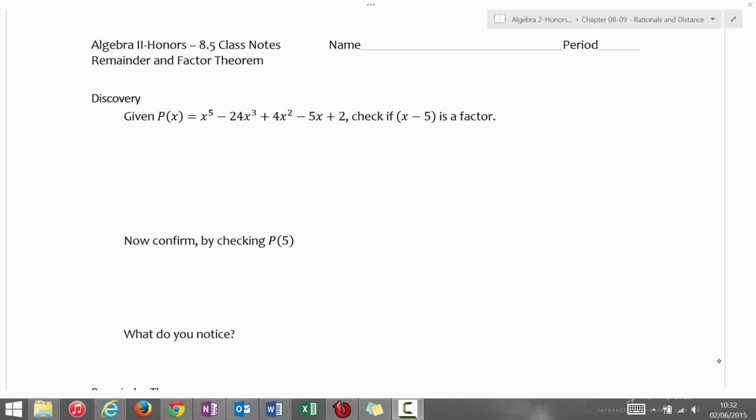Yesterday we talked about the remainder factor theorem. Today we're going to use that more frequently. We can check to see if x minus 5 is a factor by seeing if it divides this polynomial. We can also do that with synthetic division and do it a lot quicker.